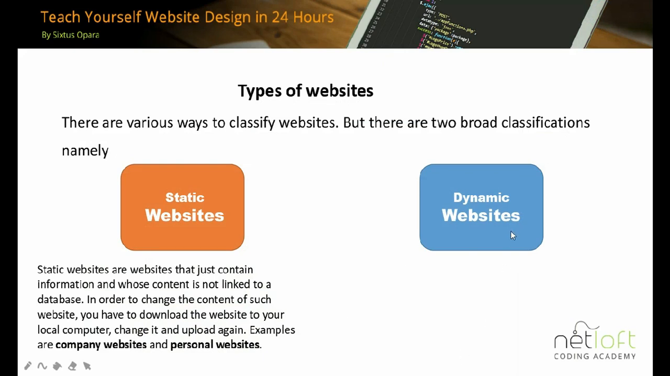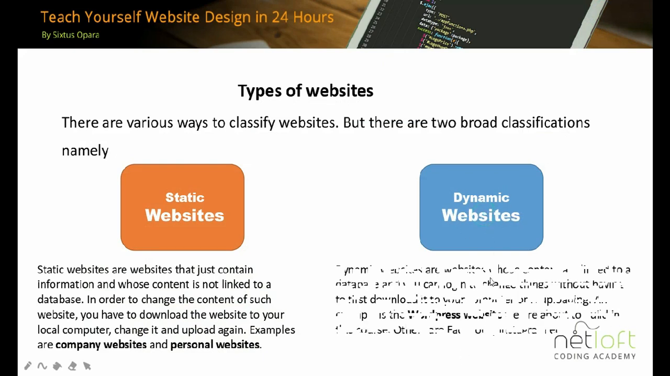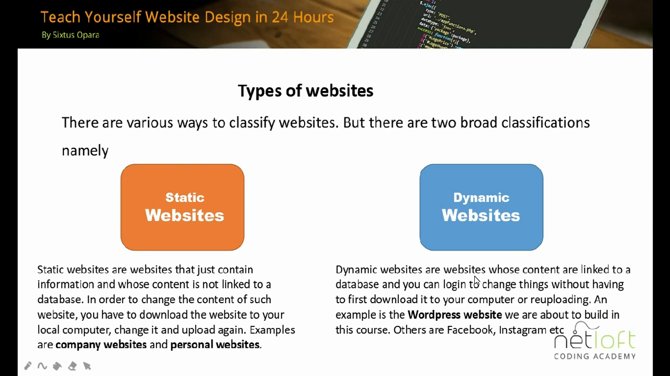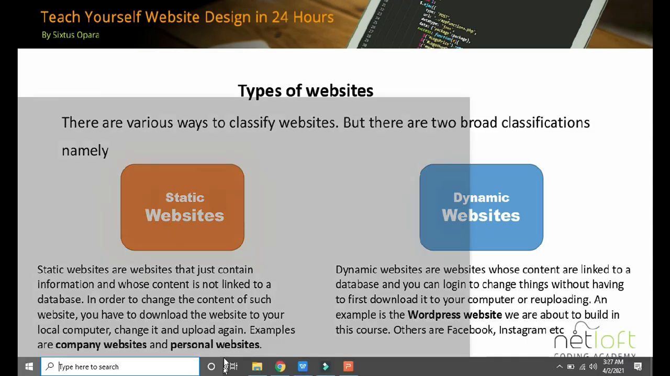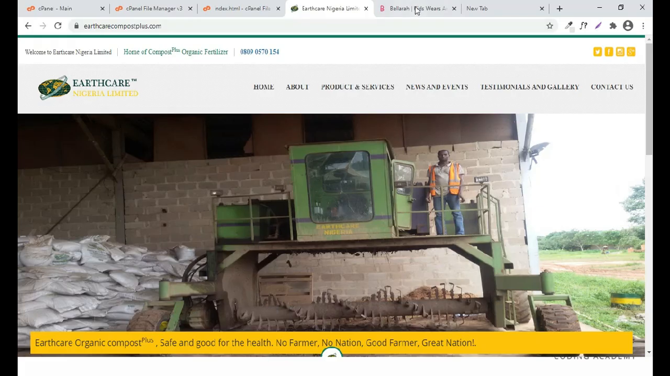Let's move on. So what are dynamic websites? Dynamic websites are websites whose contents are linked to a database, and you can log in to change things without having to first download it to your computer or re-uploading. An example is the WordPress website we are about to build in this course. Others are Facebook, Instagram, etc. So now let's take a look at a dynamic website.